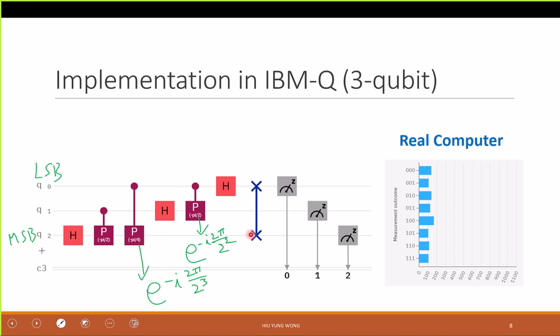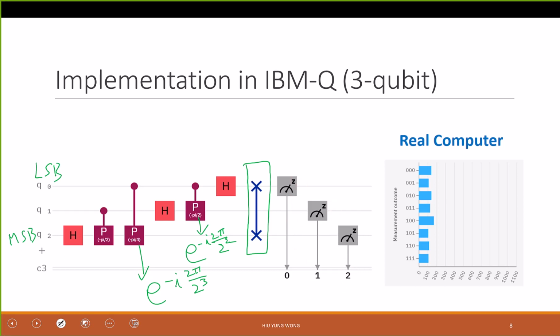After that, we do a swap gate. This is a 3-qubit swap gate, although we only use a 2-qubit swap gate because the middle one does not need to swap. So equivalently, this is a 3-qubit swap gate. I just need to swap the two extremes. And then I do the measurement.